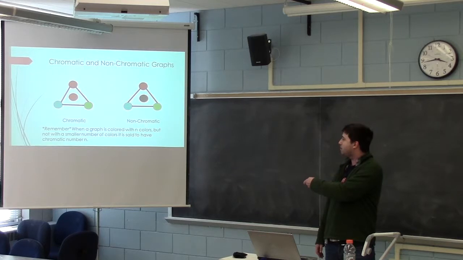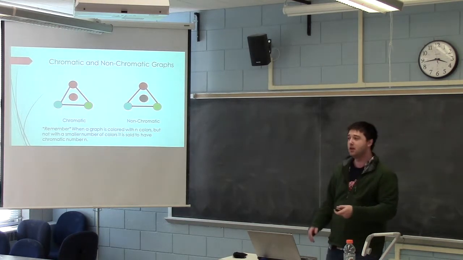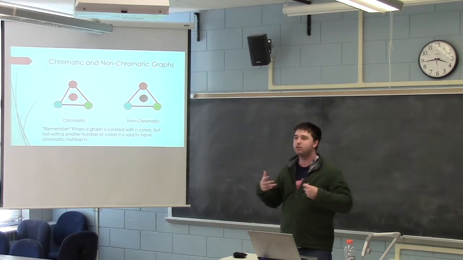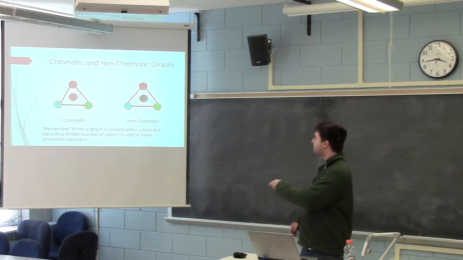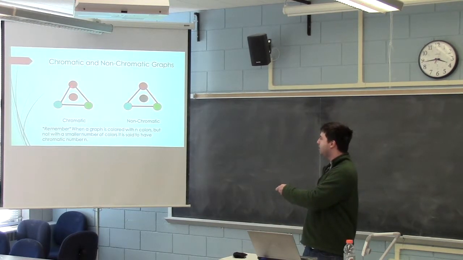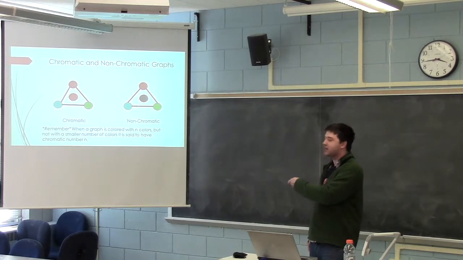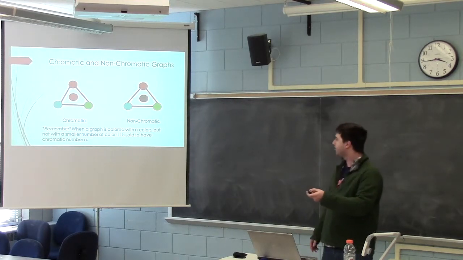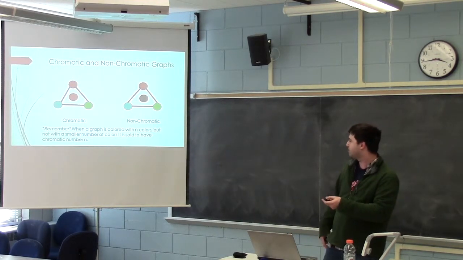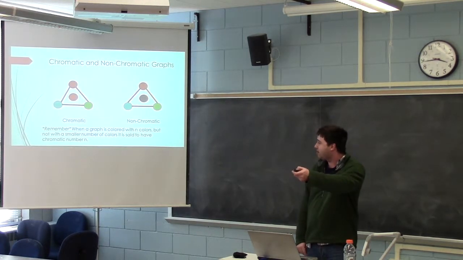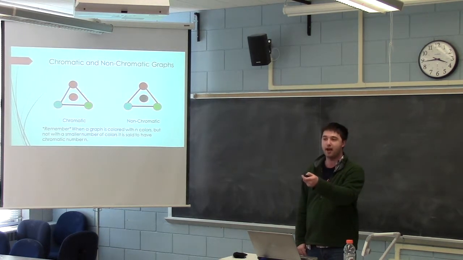Whereas this would be non-chromatic, because I can simplify my graph to have 3 colors instead of 4 colors. You want to reduce the amount of supplies that you use. For example, if these were the number of trucks I can use with chemicals that I need to travel, I would rather want 3 trucks rather than 4 trucks, because that would save me money. Okay, remember, when a graph is colored with n colors but not a smaller number of colors, it's said to have a chromatic number n.